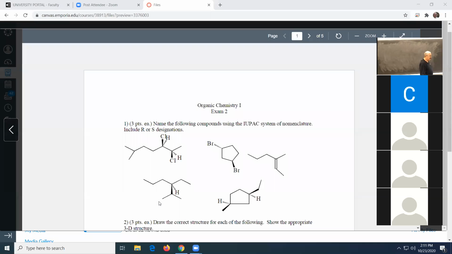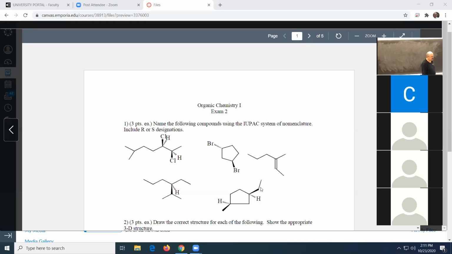Alternatively, you could have gone this way: 1, 2, 3, 4, 5, 6. And that would have been 2-methyl, 3-ethyl hexane. That would have also been acceptable. Okay, so here we have cyclopentane, 1-ethyl, 3-methyl. If you said cis, that would be acceptable.